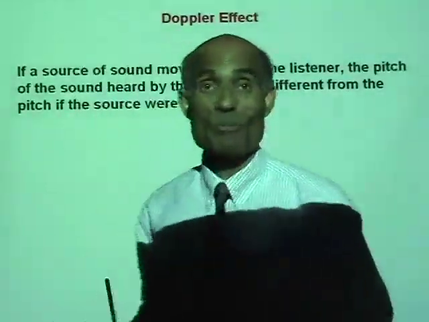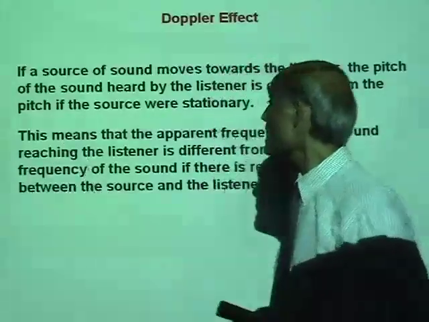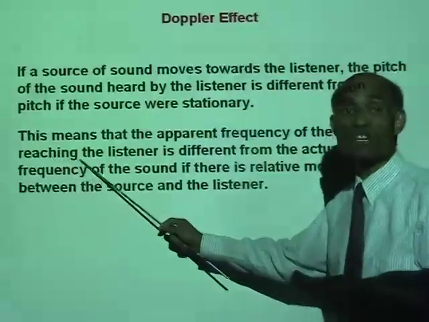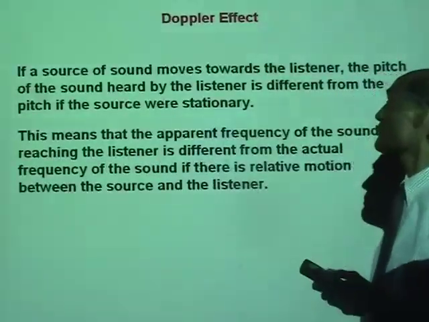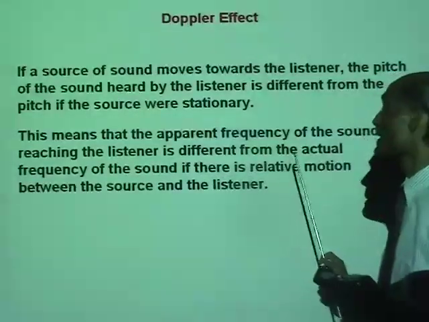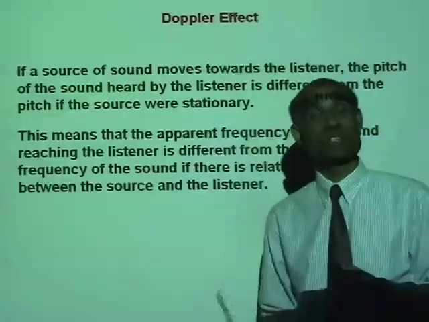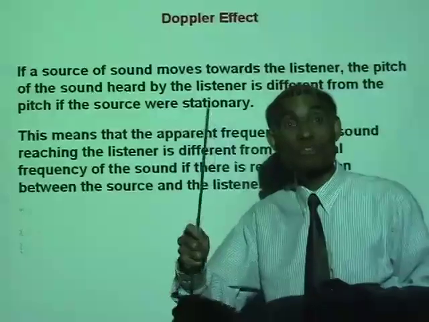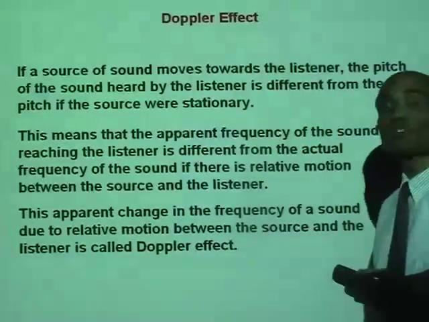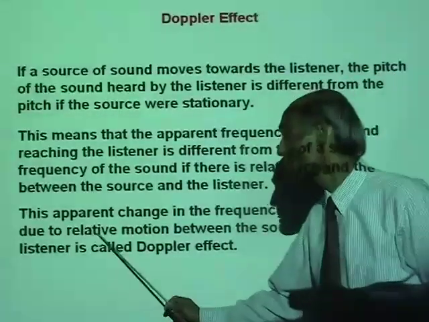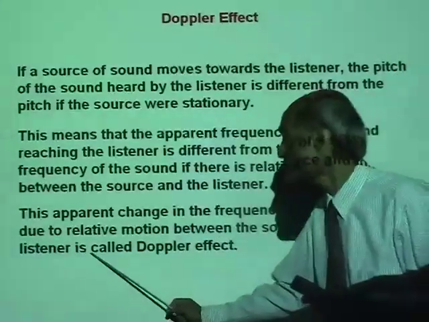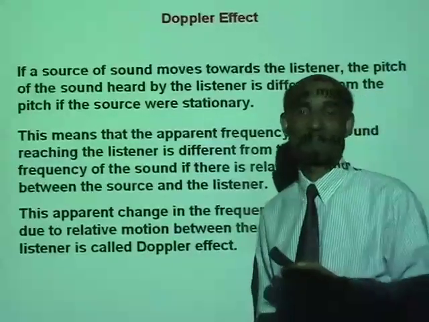Let's talk more about it. This means that the apparent frequency of the sound reaching the listener is different from the actual frequency of the sound if there is relative motion between the source and the listener. And this is what Doppler effect is. This apparent change in frequency of a sound due to relative motion between the source and the listener is called Doppler effect.